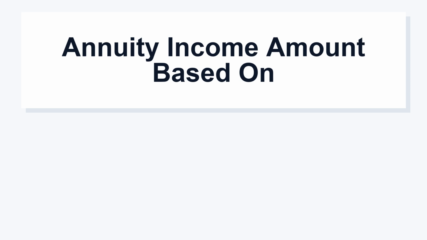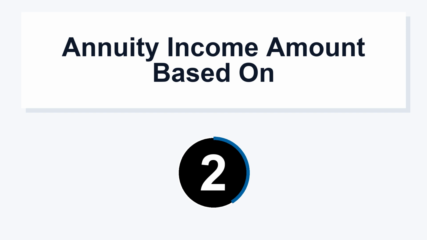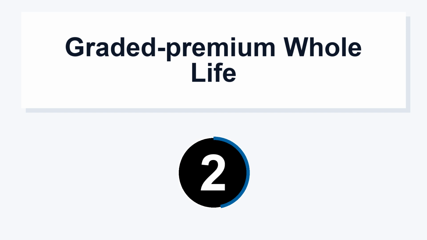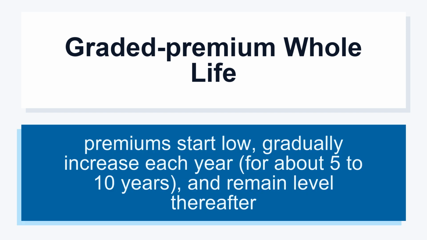Annuity income amount based on amount of premium paid or cash value accumulated, frequency of payment, interest rate, annuitant's age and gender. Graded premium whole life. Premiums start low, gradually increase each year, for about 5 to 10 years, and remain level thereafter.